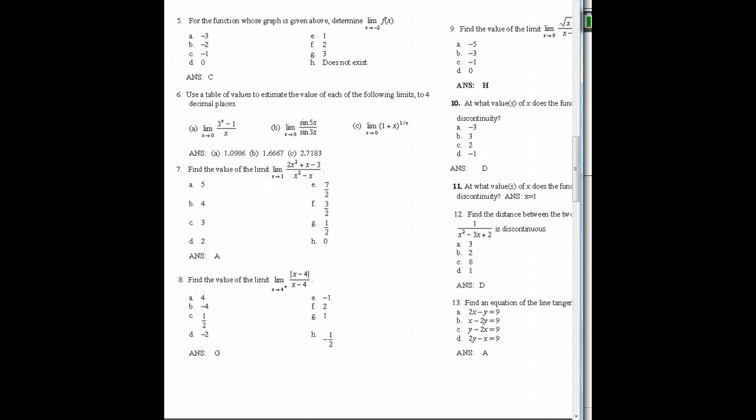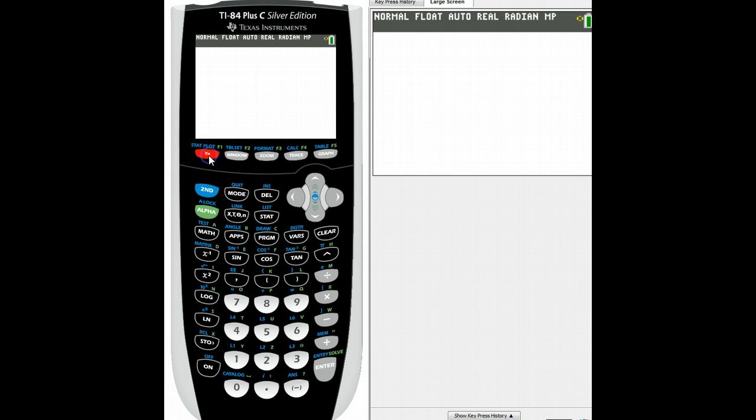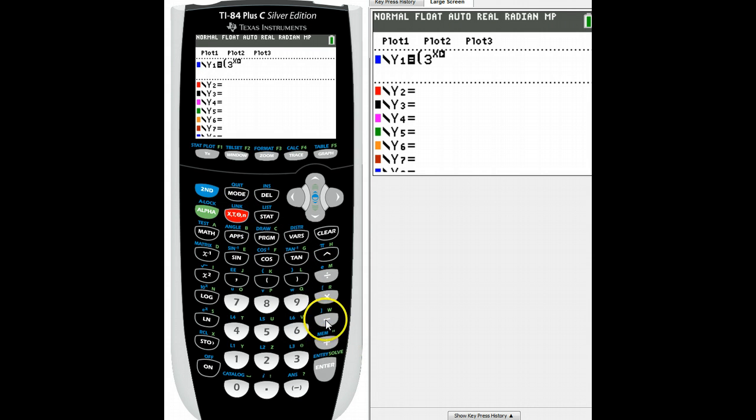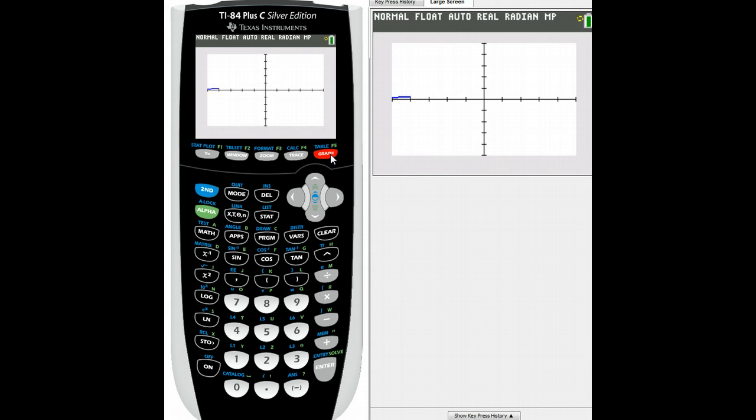a little easier. So the first thing we want to do is input our function. And I like to put my numerator and denominator in parentheses because the calculator is a little weird about fractions. So 3 to the power of x minus 1, and then divided by x. So we graph that. Doesn't give us much information because it's not that detailed, but we're trying to see what's happening as x gets closer and closer to 0.